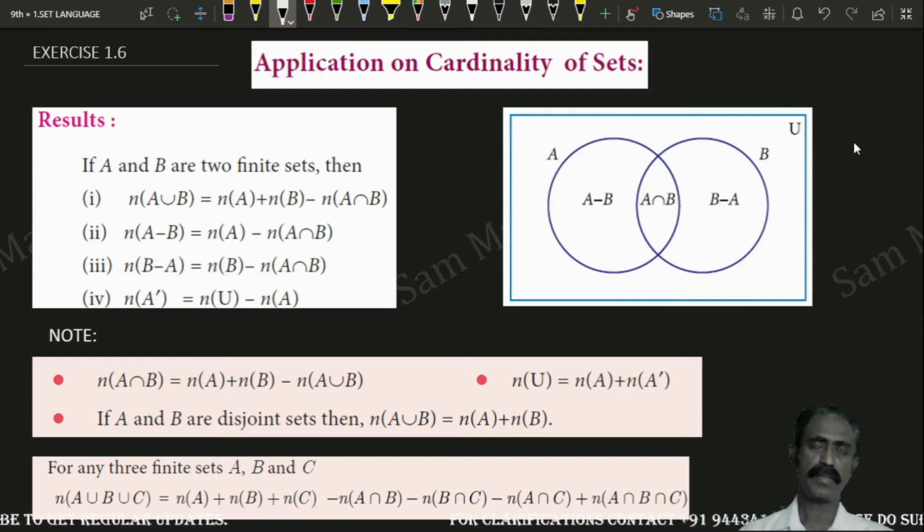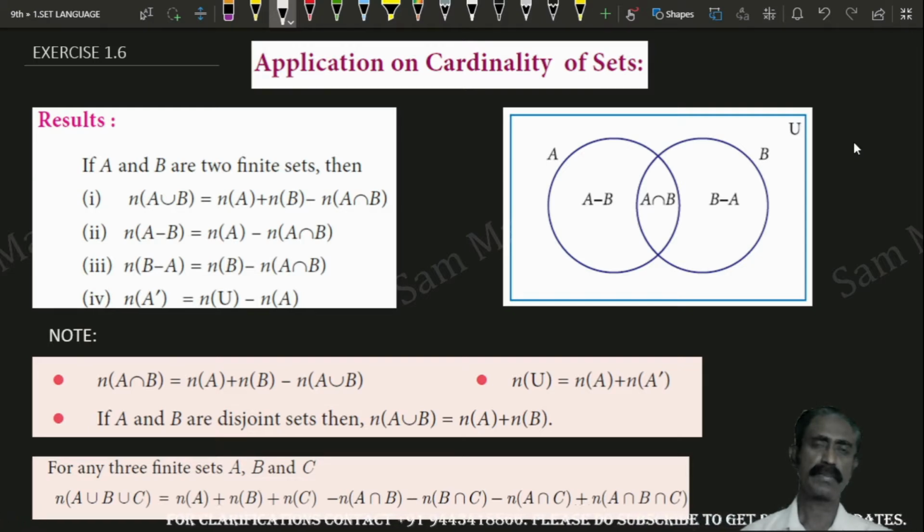Students, in this video we are going to see application on cardinality of sets. For that we have to recollect or learn some results. If A and B are two finite sets, then first result: n of A union B is equal to n of A plus n of B minus n of A intersection B.